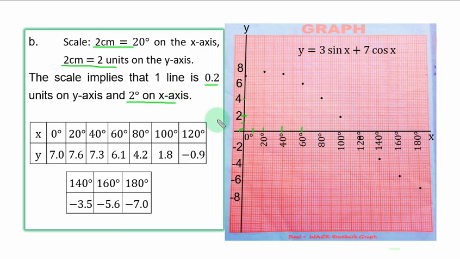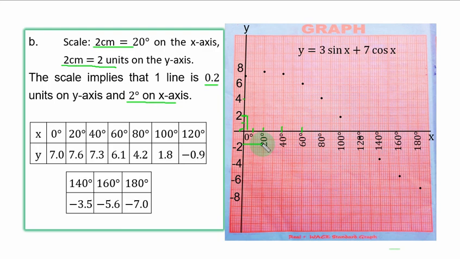Now, this is what happened. The 2 cm you have is 10 lines together. So to get one line, you divide the number of units 2 by number of lines 10, and that is 0.2. If you come here also, you divide 20, number of units, by number of lines 10, you have 2 degrees.